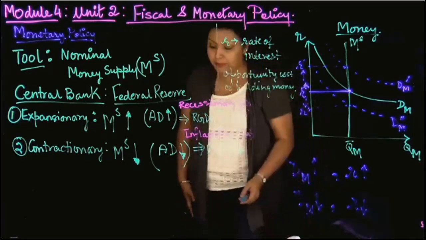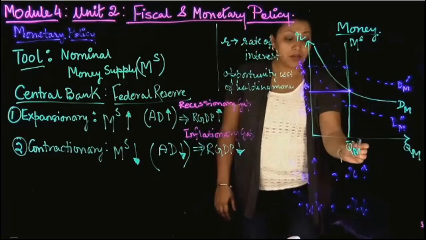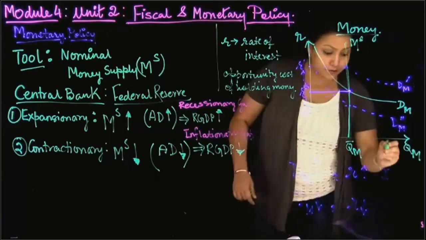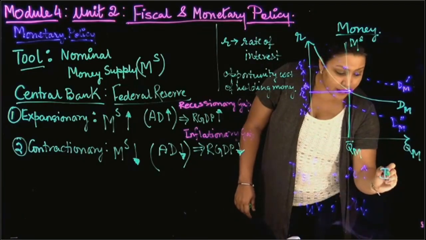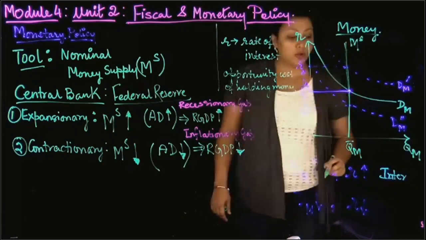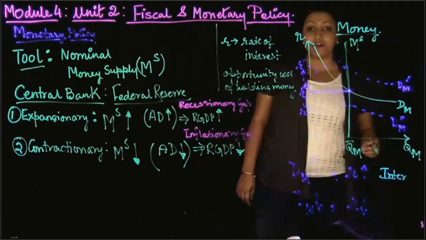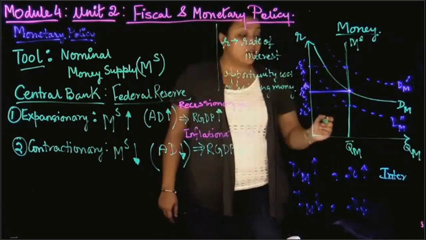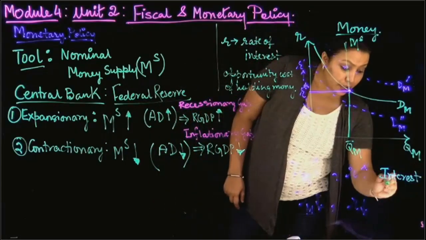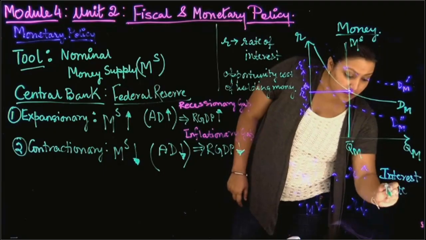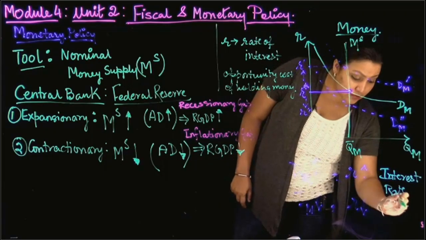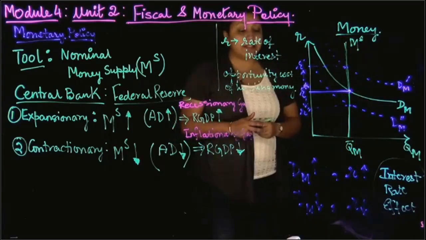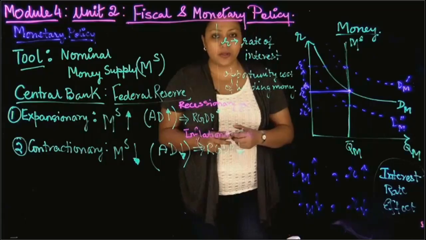Now whenever this happens, then please note that the interest rate effect will kick in, and we have covered the interest rate effect before. I think we have covered it in module 4 unit 1. So please go back and look at the video that talks about interest rate effect. So whenever the rate of interest changes, the interest rate effect will kick in, and as a result of that, the aggregate demand in the economy will get affected.